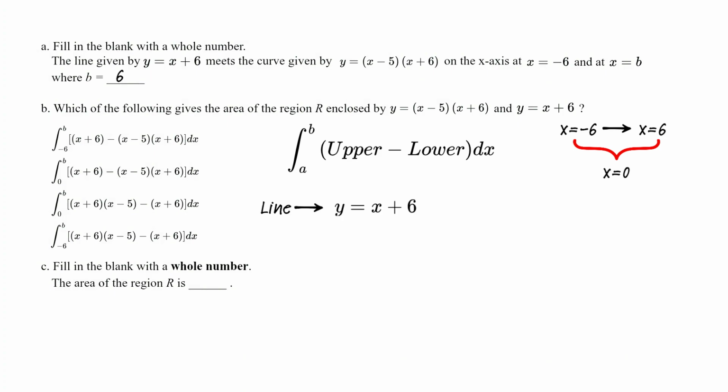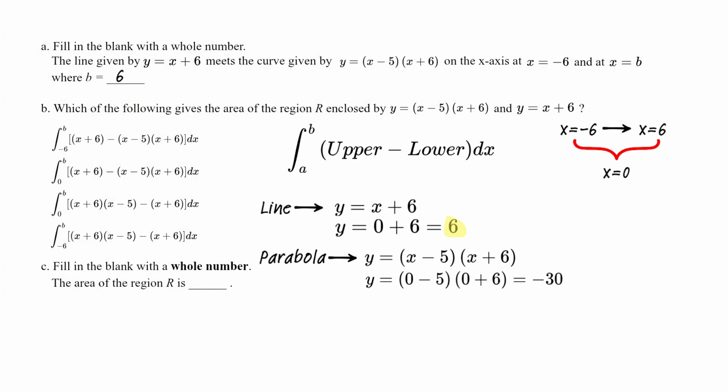Let's test the line function when x equals 0. Y equals 0 plus 6 equals 6. Now, let's test the parabola function when x equals 0. Y equals the quantity 0 minus 5 times the quantity 0 plus 6 equals negative 30. Compare both results. 6 is greater than negative 30, therefore the line is clearly the upper function.